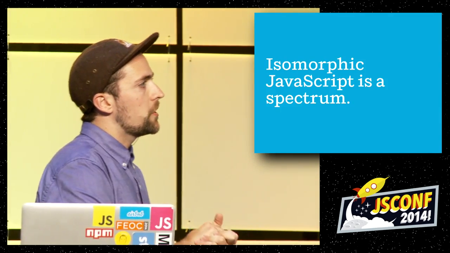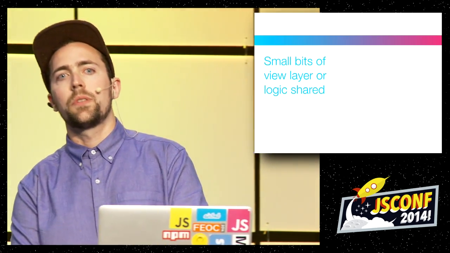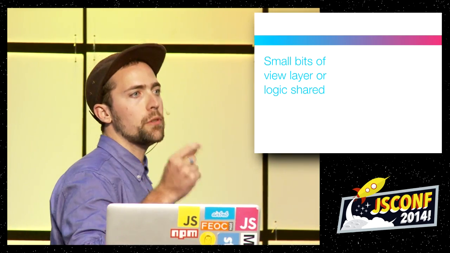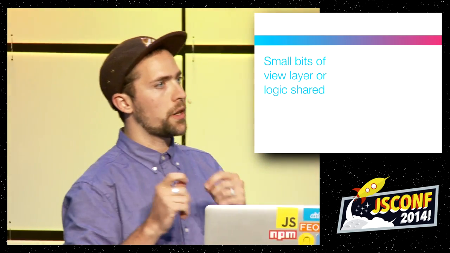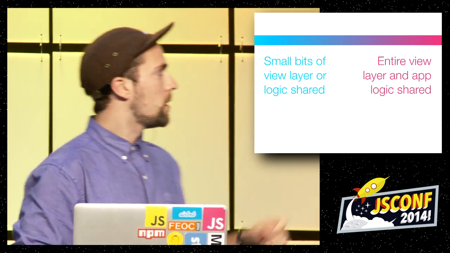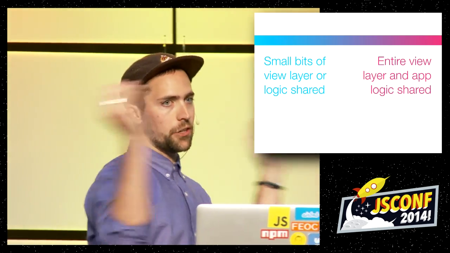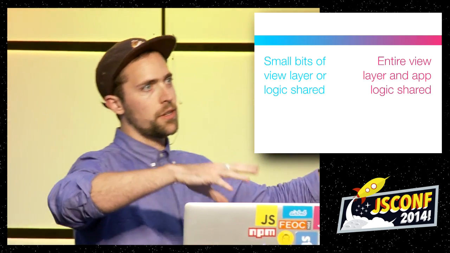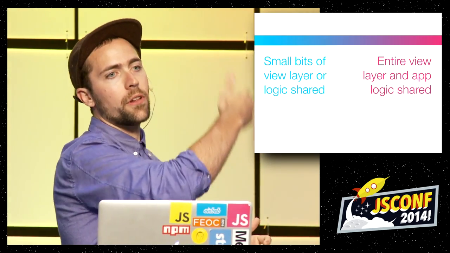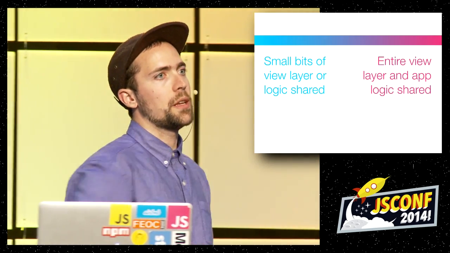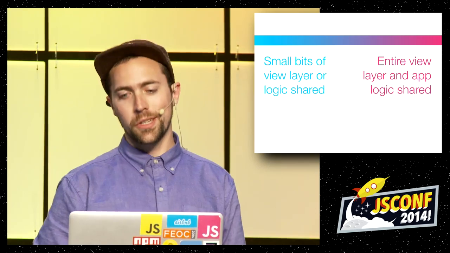So it's important to note that isomorphic JavaScript is a spectrum. There's no one way to do it. There's a lot of different approaches. So if this is our spectrum, if the blue side is the side where you share just a few bits of view layer or a little bit of logic, and the pink side is where the entire view layer is shared, your entire application is shared, your app can fall anywhere along the spectrum depending on your use case and your ambition.